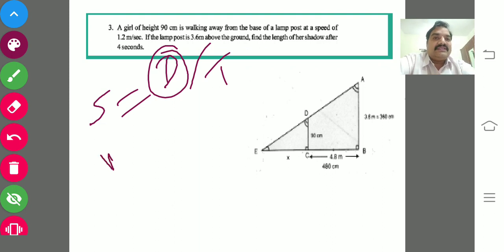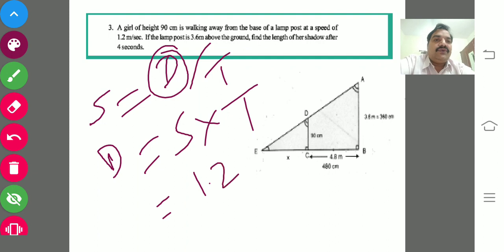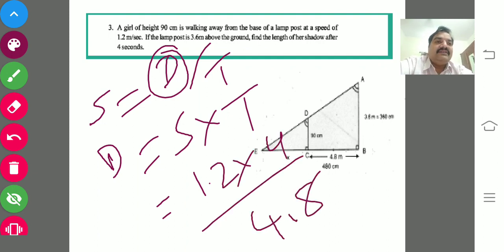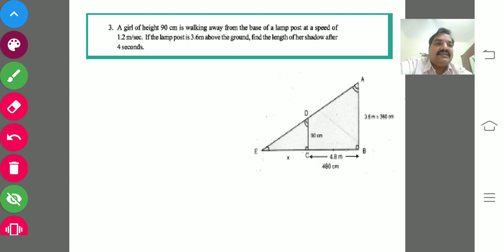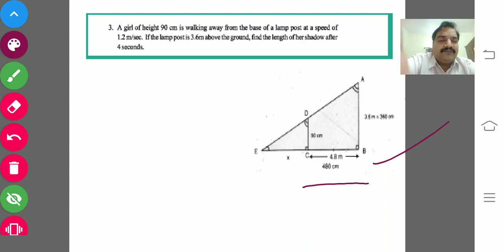So now the distance equals speed into time. The speed is given as 1.2 and the time is given as 4. So 4.8 meters. Changing 4.8 meters into centimeters, we get 480 centimeters. Yes, this is given. Now the question is, the girl is standing at the backside of a big lamp.